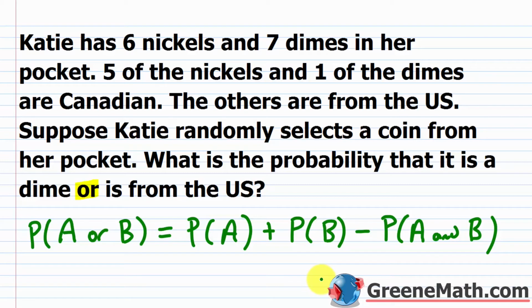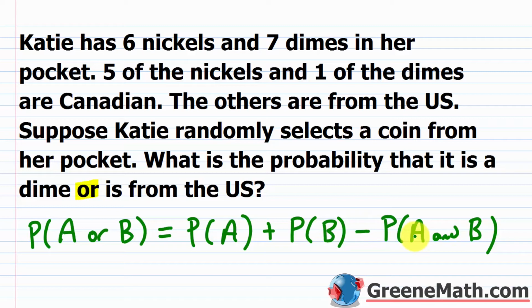Okay. In this particular case, we don't have something known as mutually exclusive events. Mutually exclusive events are 2 events that can never occur simultaneously. So in this particular case, we don't have that because it says, what is the probability that it is a dime or is from the US? Well, we have dimes that are also from the US, so we have to use this full formula. Okay, if we didn't have dimes from the US, we could knock this part out. Okay, this is going to take out the double counting.